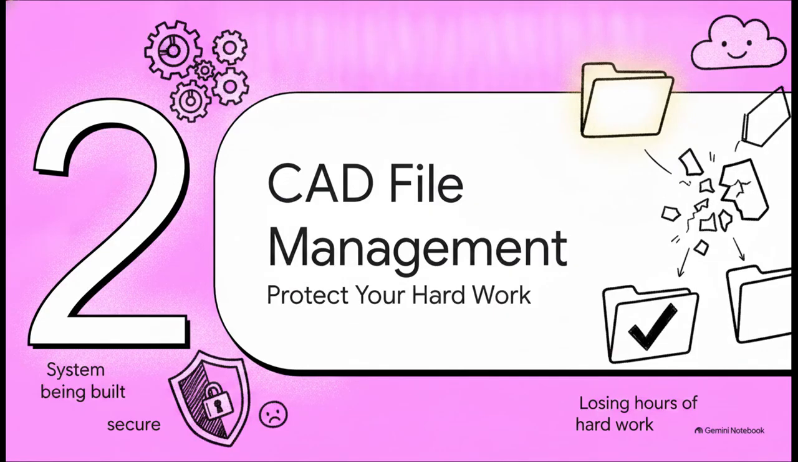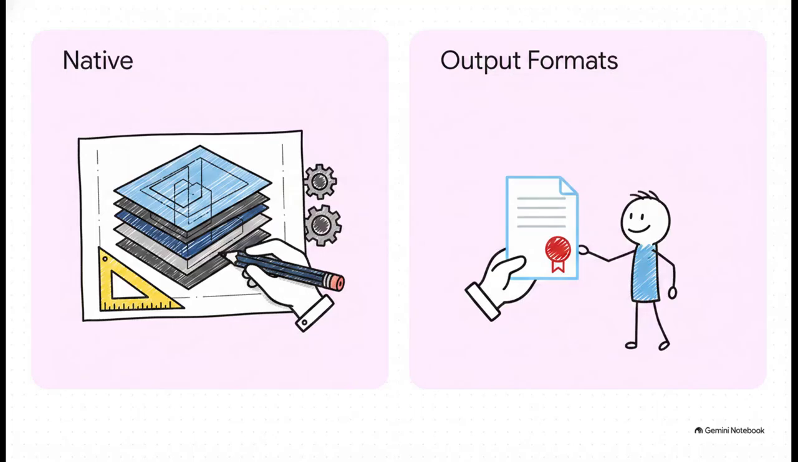Moving right along to Section 2, Mastering CAD File Management. This is all about protecting your hard work. To do that, you need to know your file types intimately. We basically break these down into two camps, native formats and output formats. Native CAD files, like .dwg for your main drawings and .dwt for templates, well, those are your working files. They hold all the editable geometry, the layers, the annotations, the whole shebang.